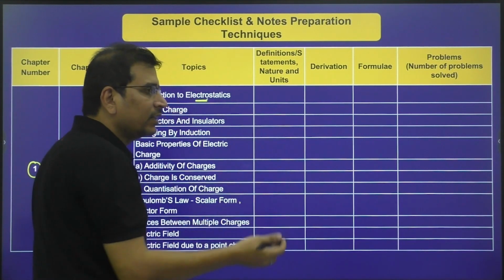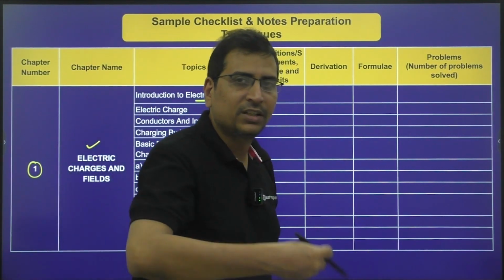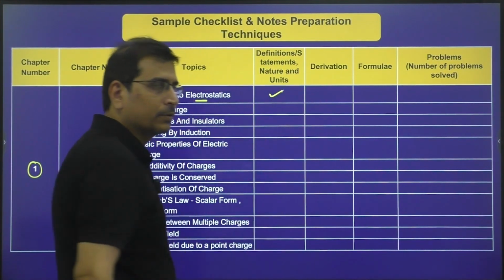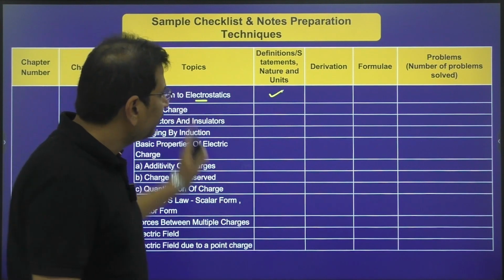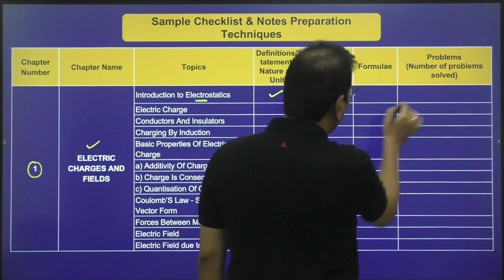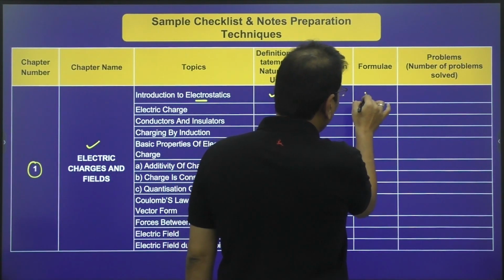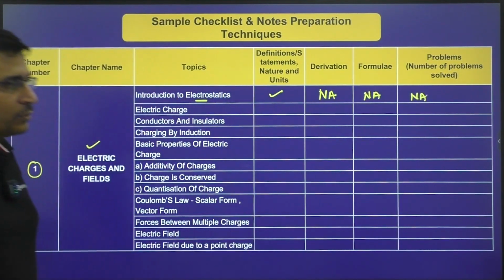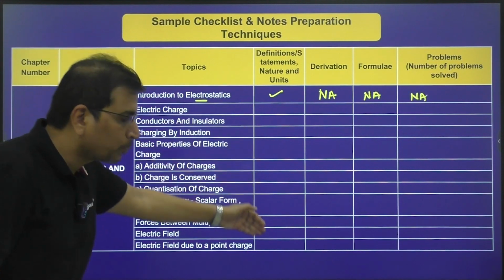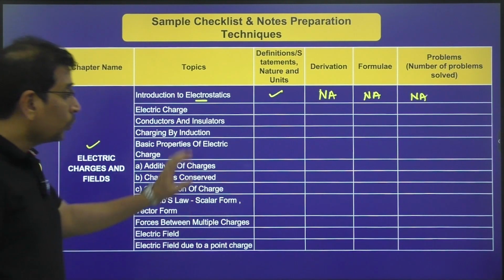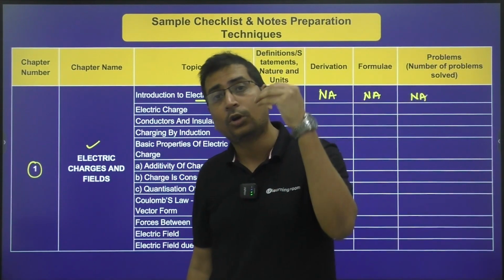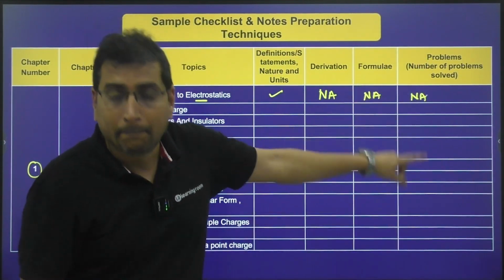So let's say you are understanding that electrostatics is a branch of physics which deals with charges at rest. If you're done with this, put a tick here. Since for this concept there is no derivation, formula or problems applicable, just write NA, NA and NA. How this checklist will help you is, once you go in a proper sequence, you will have clarity of what are all the subtopics you already know and have already mastered.